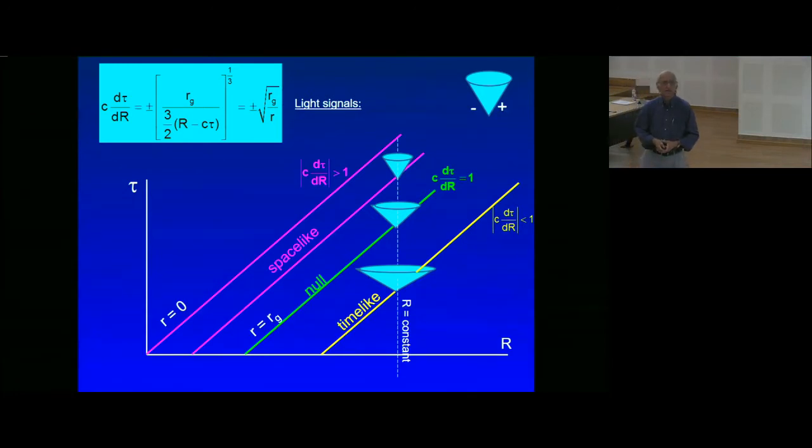And what you see is that for r greater than rg, take this yellow whirl line, c d tau dr is less than 1, and the whirl line is time-like. It's inside the light cone. At precisely r equal to rg, the whirl line is null. It is grazing, it is tangent to the light cone. Inside r equal to rg, the whirl lines, which are our old coordinates r, are space-like because they're outside the light cone. This is what we meant by saying r and t have interchanged their role.